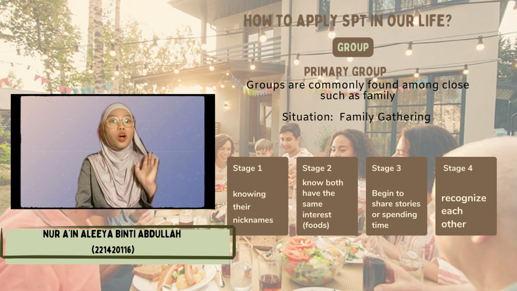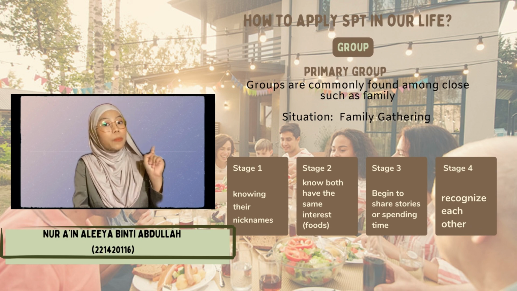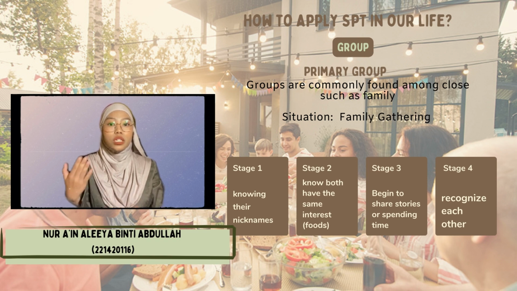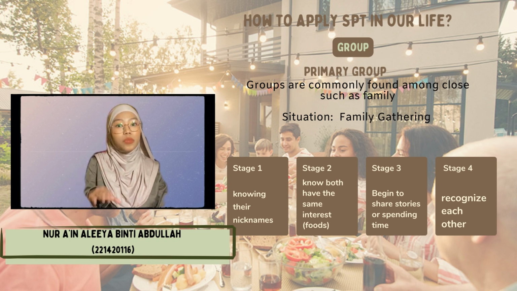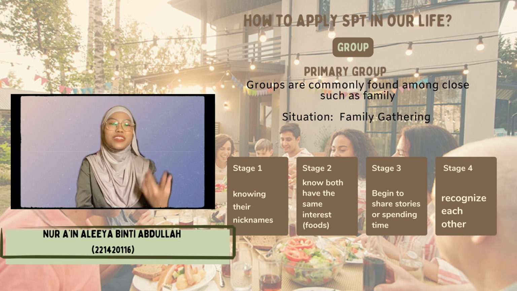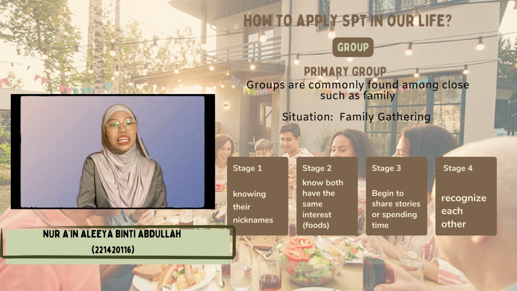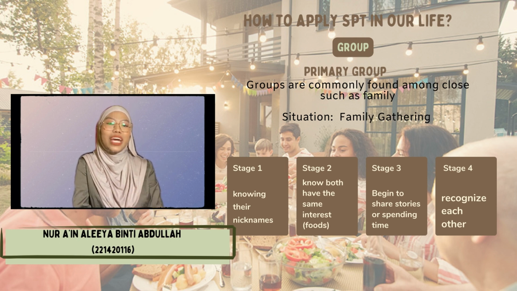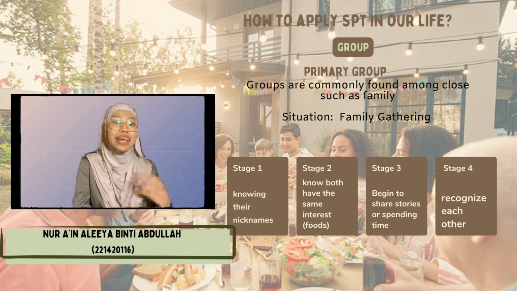The first one is the group commonly found among us, which is the primary group. For example, a family gathering. I will relate it to the stages of SPT. At the start, there will be a group of new nieces or cousins that we don't even know. So, for the first time, we learn their nicknames. In the second stage, the family gathering serves food, right? And by that, we can know their interests and favorite foods.